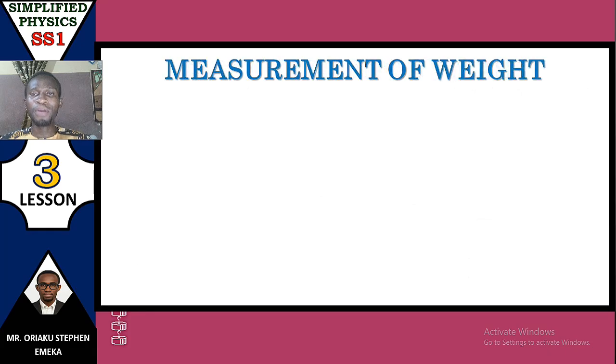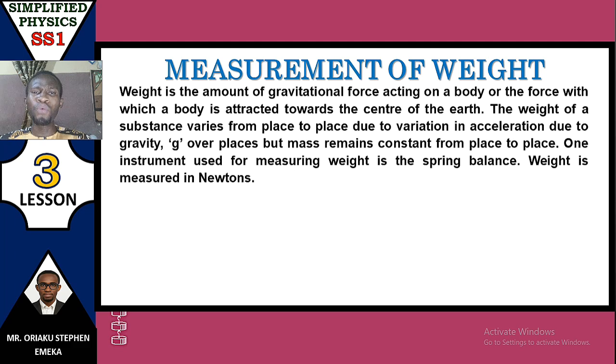Masses. So let's talk about measurement of weight. Is there a difference between weight and mass? Yes, there is. So what is weight? Weight is the amount of gravitational force acting on a body, or the force by which a body is attracted towards the center of the earth. The weight of a substance varies from place to place due to variation in acceleration due to gravity, but mass remains constant from place to place. The instrument we use for measuring weight is called the spring balance, and mind you, weight is measured in Newton. Based on the mathematical expression, weight is mass times gravity.